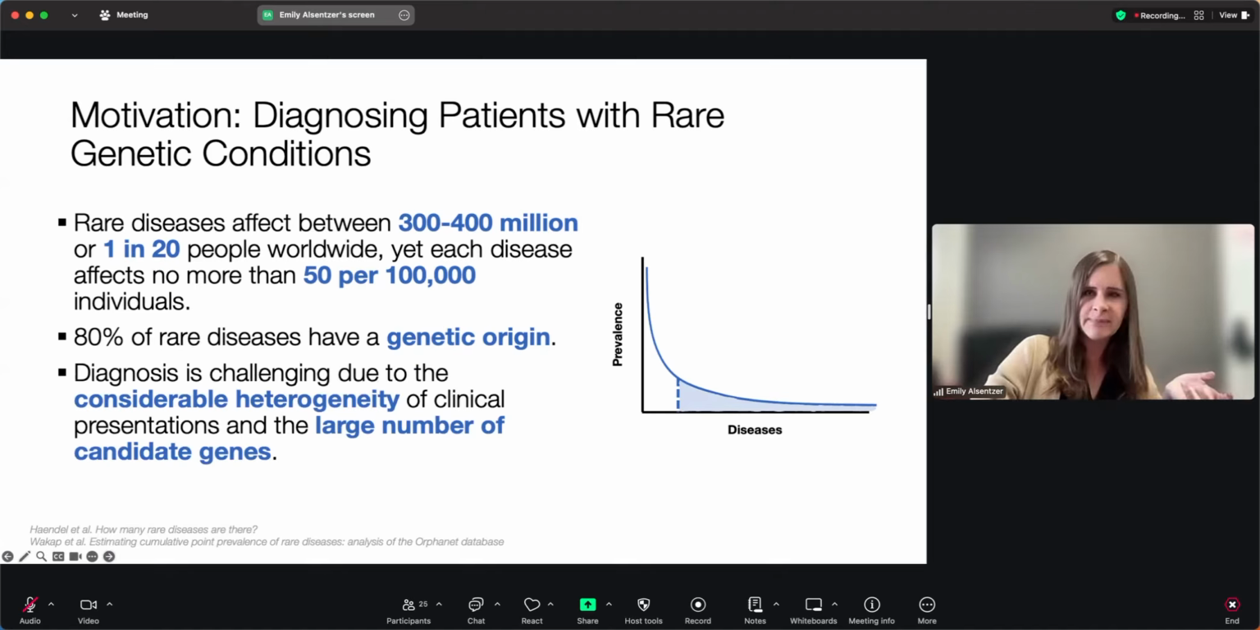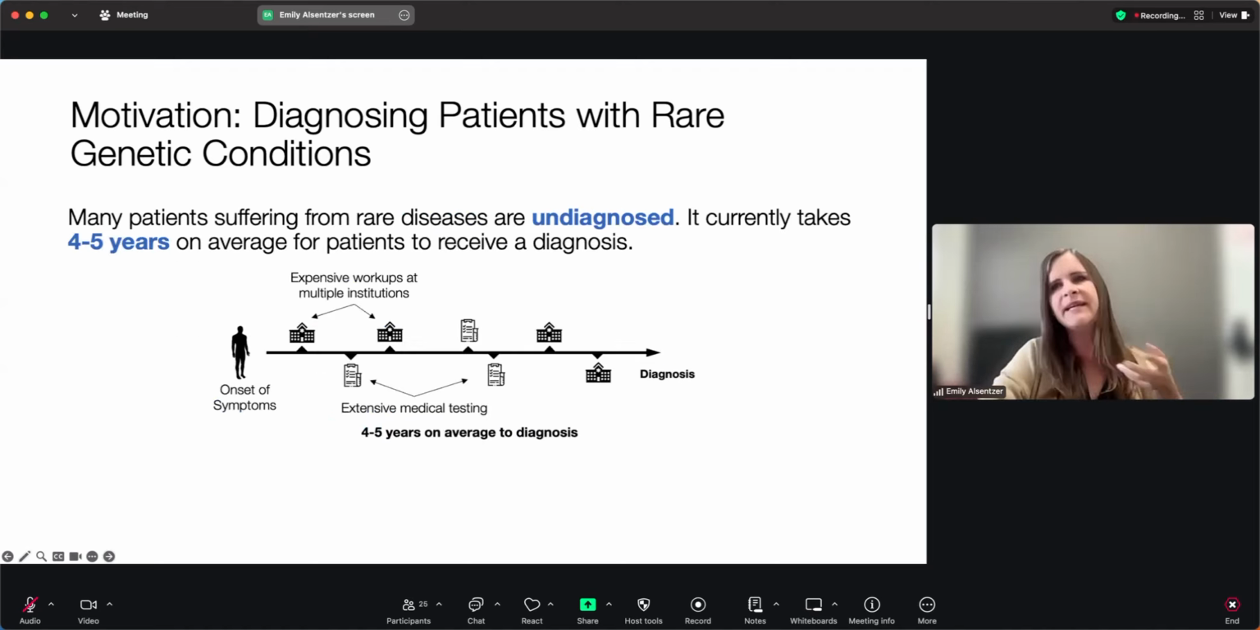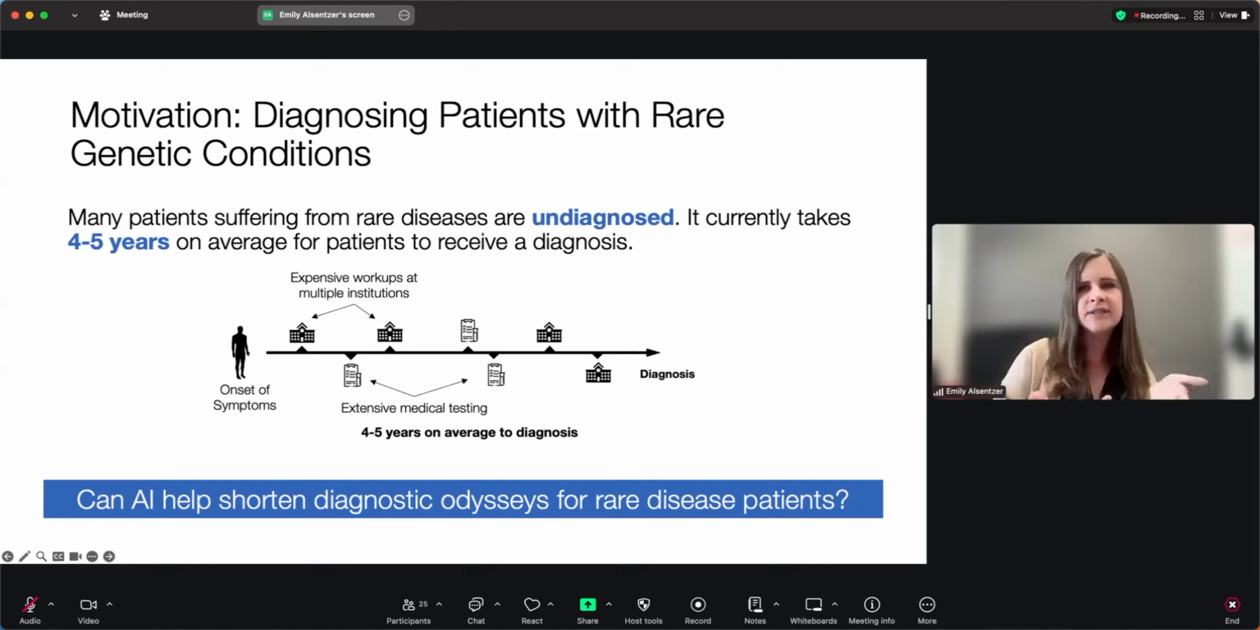However, diagnosing these patients is really challenging due to the heterogeneity of the patient's clinical presentations, as well as the large number of candidate genes that clinicians have to sort through to effectively identify a patient's molecular diagnosis. So as a result of this, many patients suffering from these diseases are typically undiagnosed; it can take 4 to 5 years on average for a patient to receive a diagnosis. So our key question for this work is really whether we can then leverage these deep learning methods to accelerate the diagnosis for these rare disease patients.